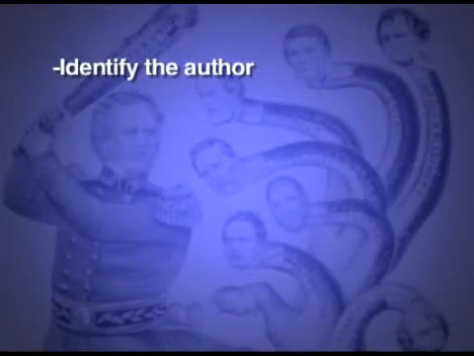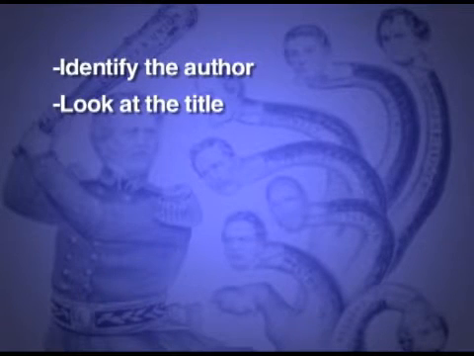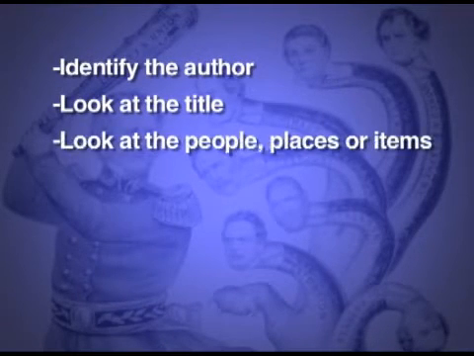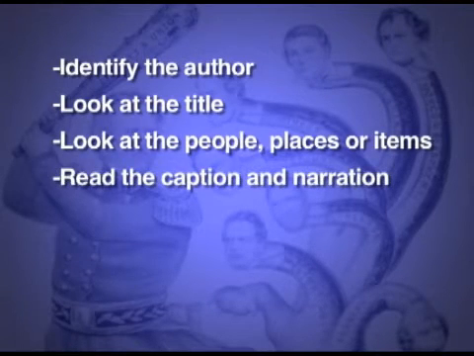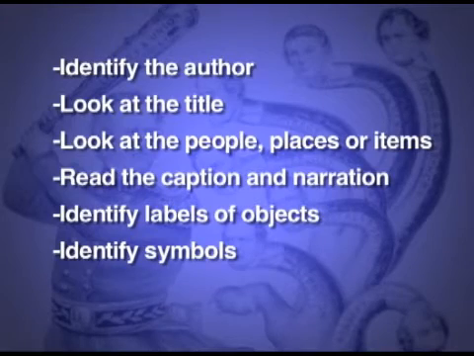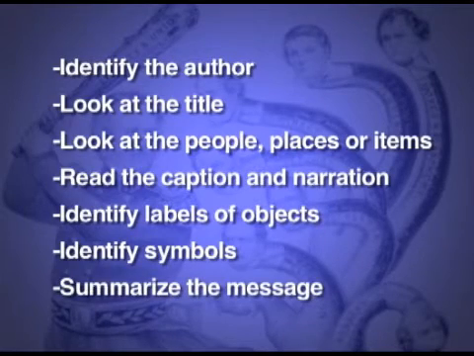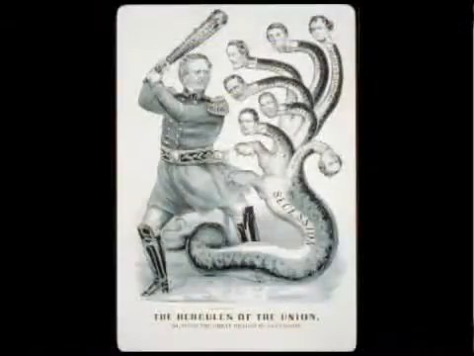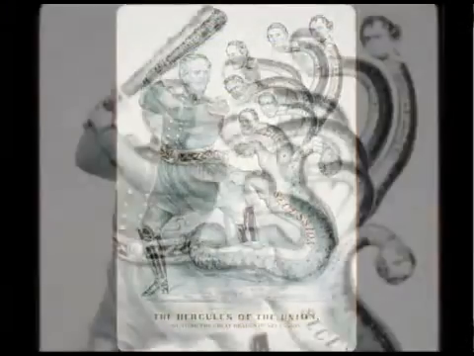Let's review the steps in analyzing a political cartoon. First, we should identify the author. Next, look at the title. Then look at the people or places or items in the actual cartoon. Read the caption and the narration. Identify labels of objects. Identify symbols. And then, of course, summarize the message. What was the purpose? What was the message that the artist was trying to get across to the public?